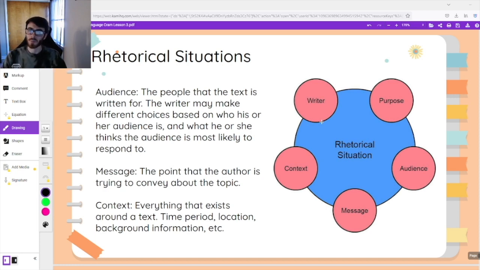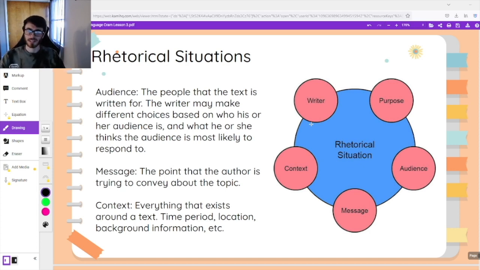The message is the point that the author is trying to make. It's essentially what are they saying, right? What are they trying to convey to me? And again, depending on what the author's message is, they may make different choices in how they construct the text.